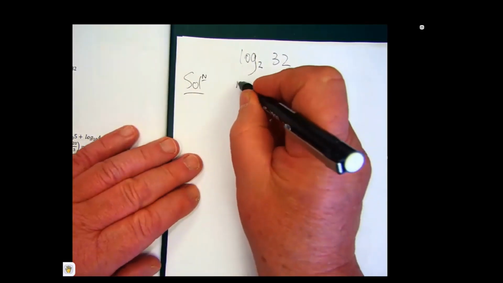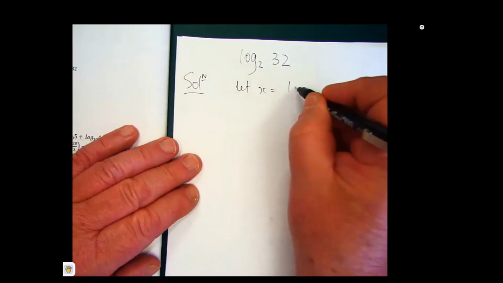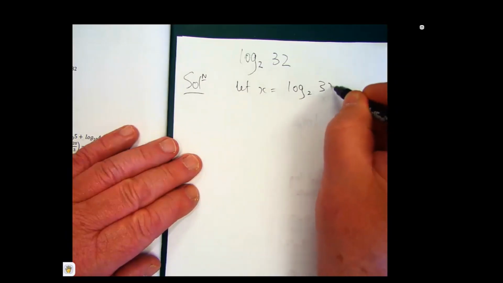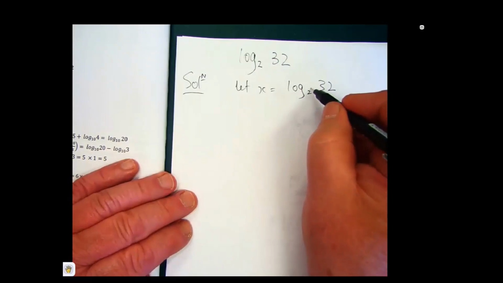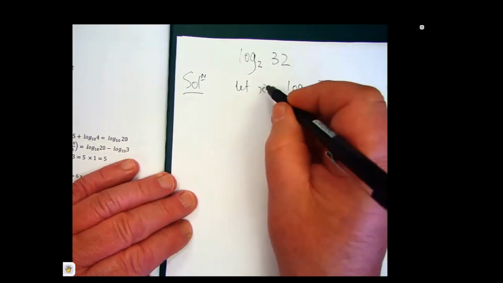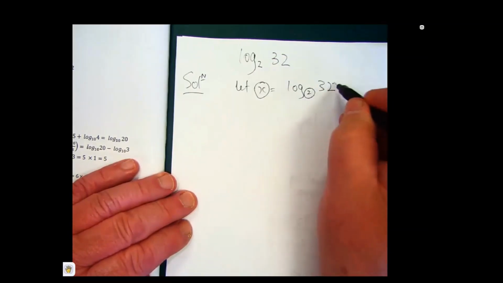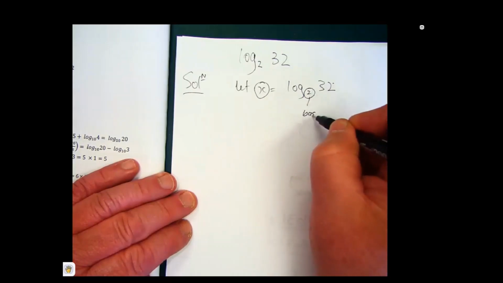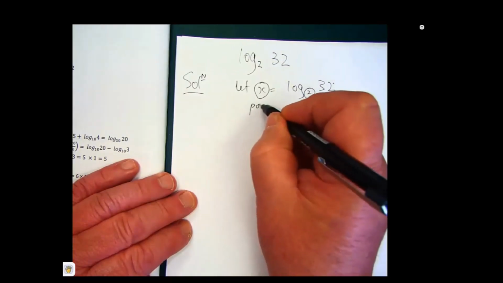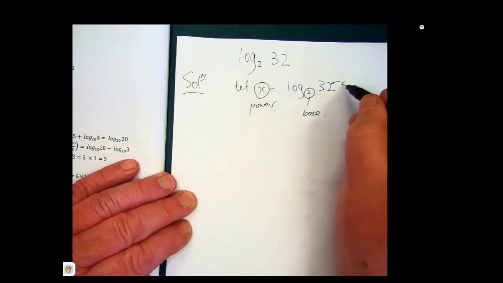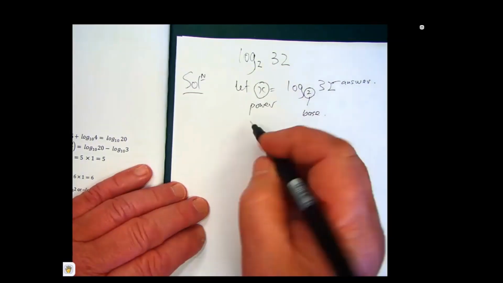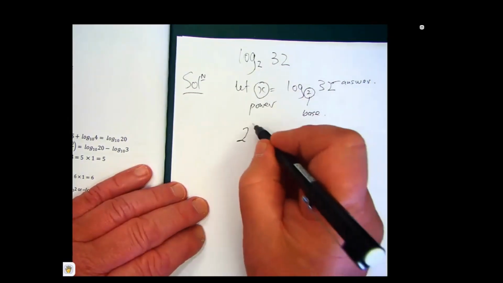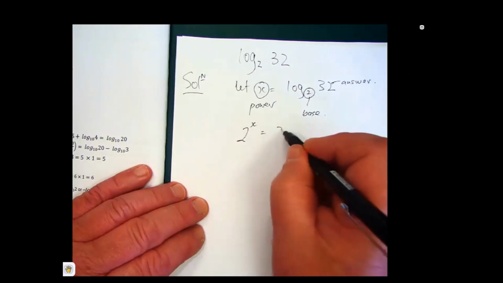Watch, what we do is we say let x equal log base 2 of 32. So that now means, from the previous information, this is the base, this is the power, and this is the answer. So we're using base 2 to this power to give us this as the answer. This is useful to remember, this little relationship. So now from this line I can say 2 to the power x equals 32.